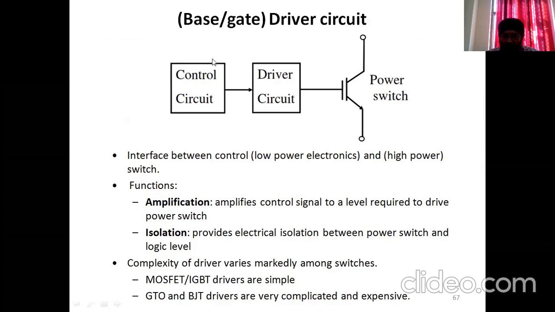What are the functions performed by this? Amplification, depending upon the amplitude of the control signal required here, we need amplification. Isolation, because this switch can be connected to a high power circuit or high power load. So all these high power signals cannot cross over to these low power electronic circuits. So we need isolation for that.